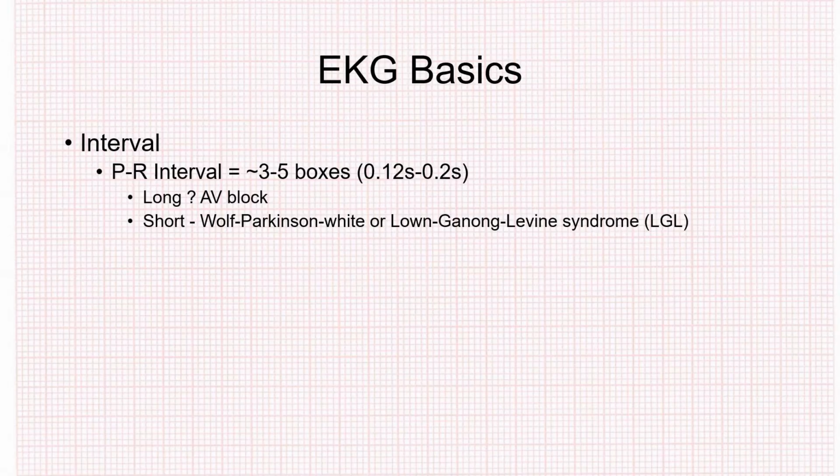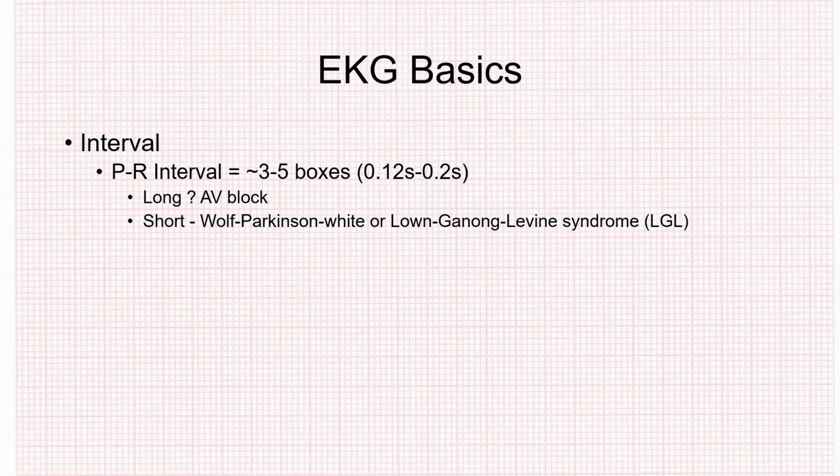So starting with the PR interval, this visually maps out to about 3 to 5 boxes, which is equivalent to 120 milliseconds to 200 milliseconds. If the PR interval is longer than that, then we consider AV blocks as a possible etiology. Short PR intervals are sometimes consistent with Wolff-Parkinson-White, as well as Lown-Ganong-Levine syndrome.